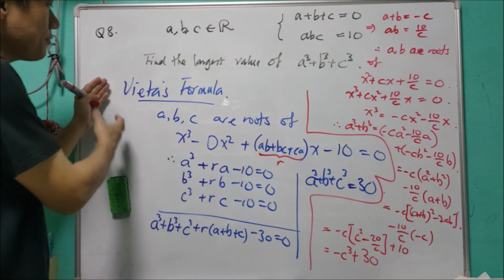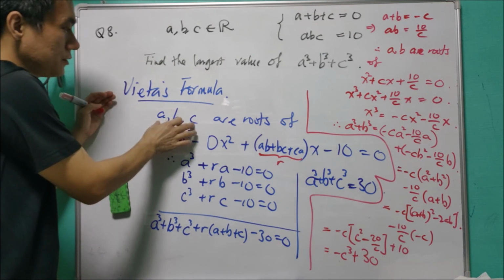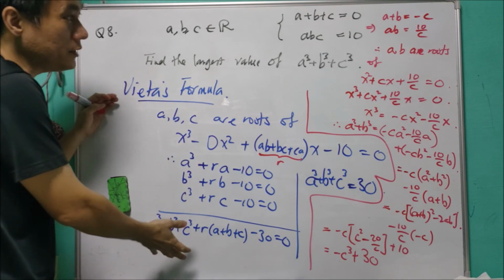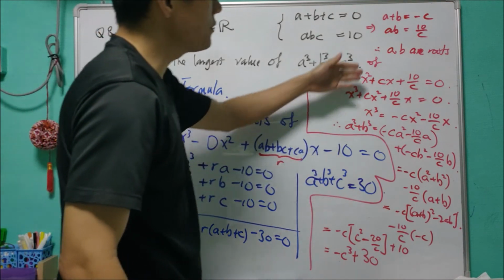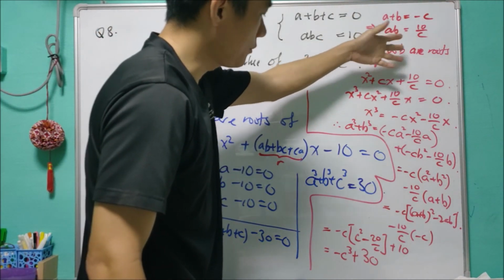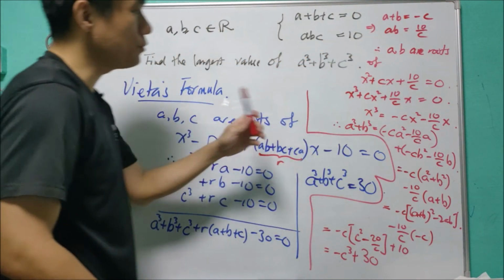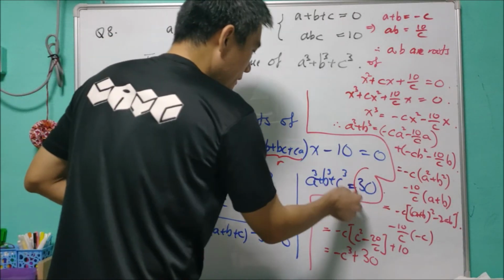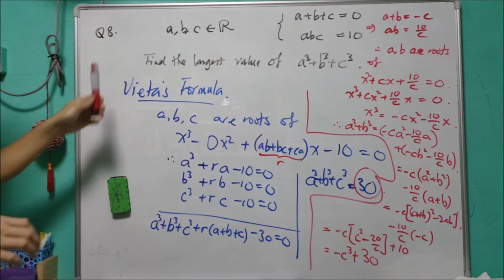So using Vieta's formula in 3 unknowns looks a lot easier, but it can be done also using Vieta's formula on 2 unknowns. Which one do you prefer? Anyway, 30 is the answer for question 8.